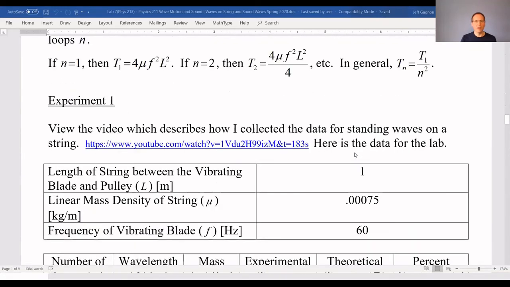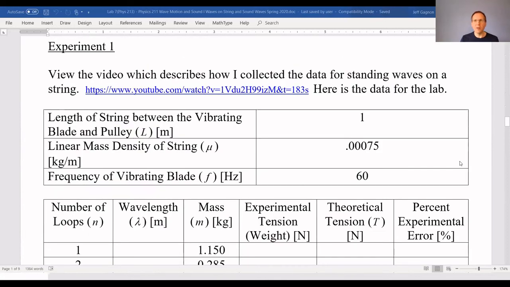Okay, so for the experiment itself, what you want to do first is view the video in which I show you how the data was collected. The first video involves the standing waves on a string. I have the link here, right? You should be able to just Control-click on it, it's a Word document, or you can just copy that URL and paste it into your browser. So you want to view that video first.